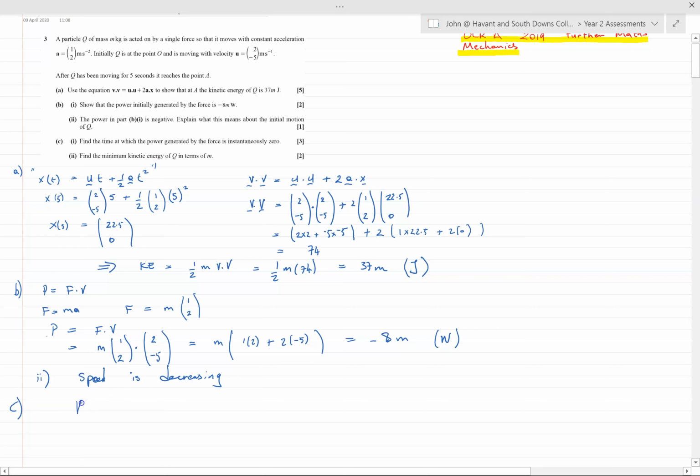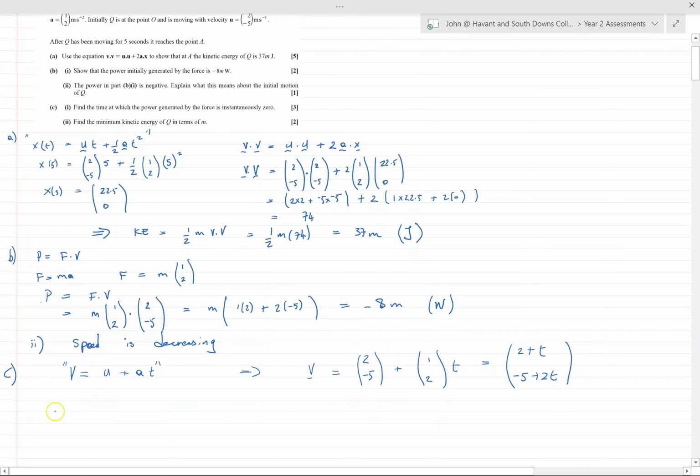So we just need to work out that time. Now we need to get an expression for velocity. So we can use v is equal to u plus at. That gives us that v at time t is equal to u plus acceleration times time. Sorry, I've got that the wrong way around. The initial velocity is (2, -5) plus a, which is equal to (1, 2), times t. Let's write that as a single vector. So that's (2 + t, -5 + 2t).